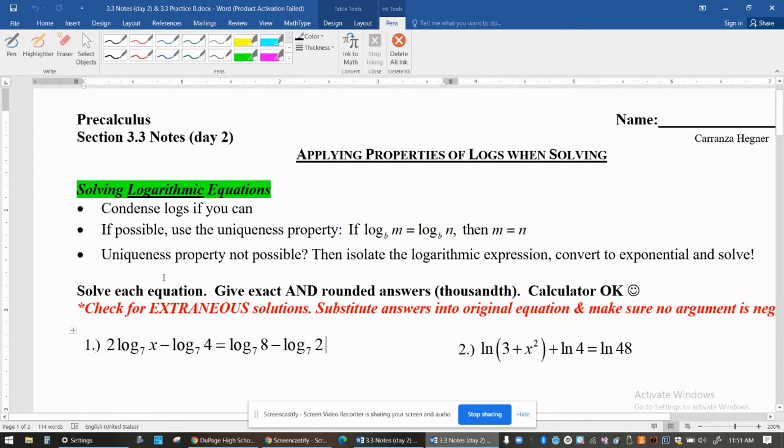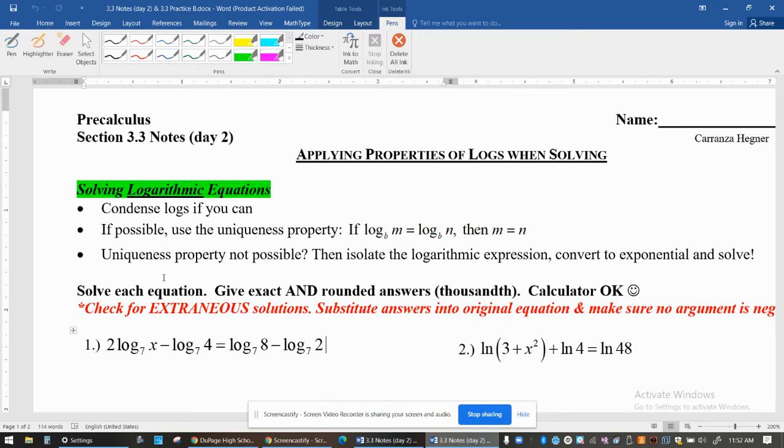So let's take a minute to look at how we're going to strategize. Whenever you approach a logarithmic equation, you always want to check to see if you can condense the logs. If you see multiple logs right away, check for subtraction, because that converts to division, a quotient. If you have addition, that converts to multiplication, a product. So that's first things first. No matter what, check each side and see if there's anything you can condense.